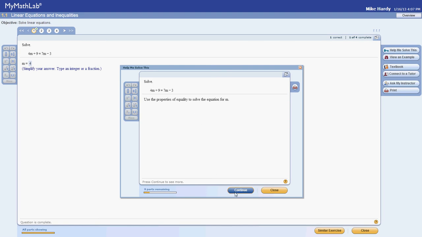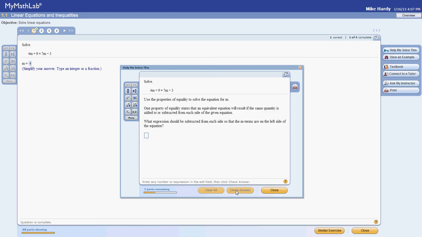And at some point it will actually ask you to enter some things. Okay, so what subtraction should be subtracted from each side so that the m terms are on the left side of the equation? Well, if we want the m terms on the left side, you have to subtract 7m. And let's see if it likes that. Yes, it does. So it keeps on asking you what you've got here. I can go on to finish that, but I'm just going to close it off.